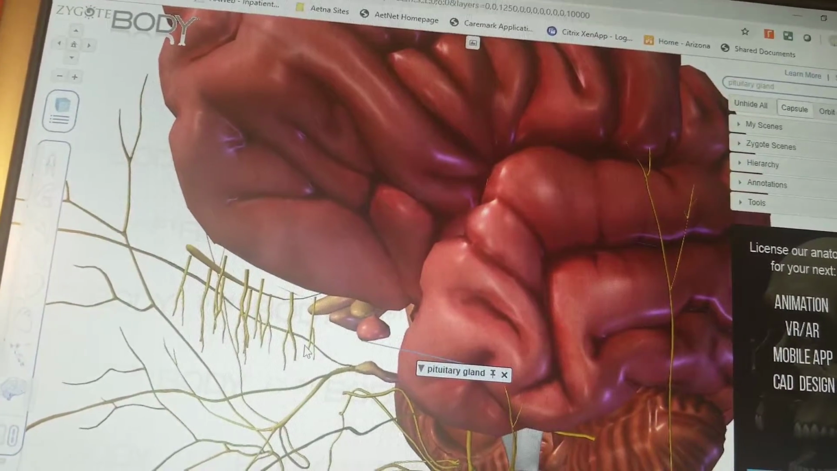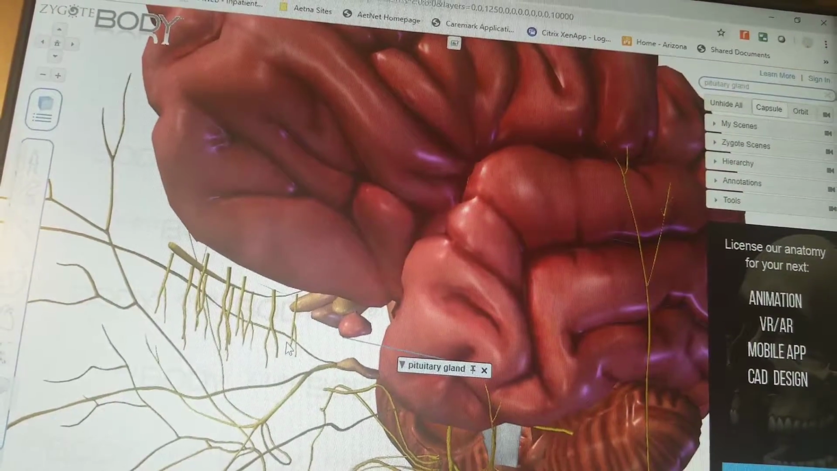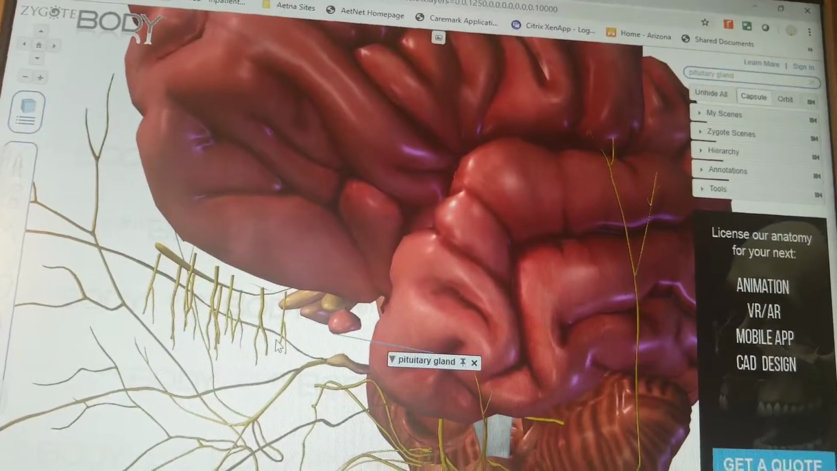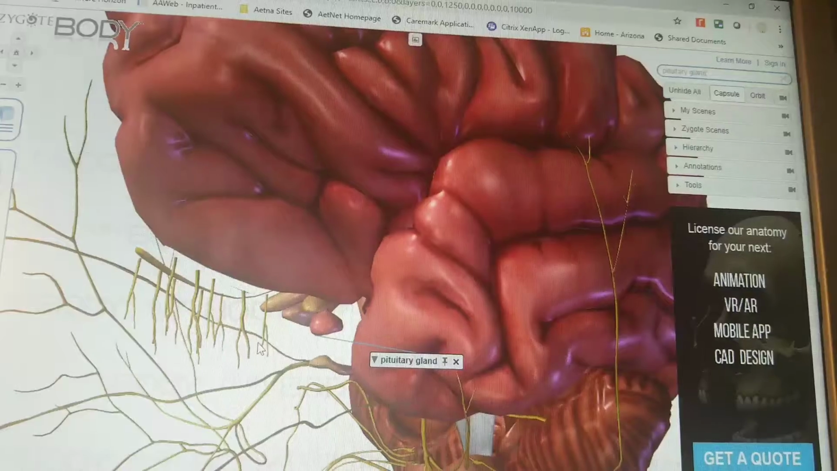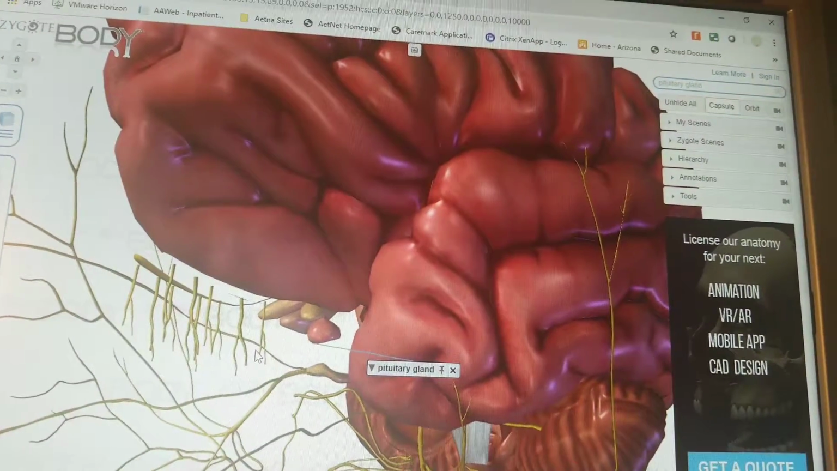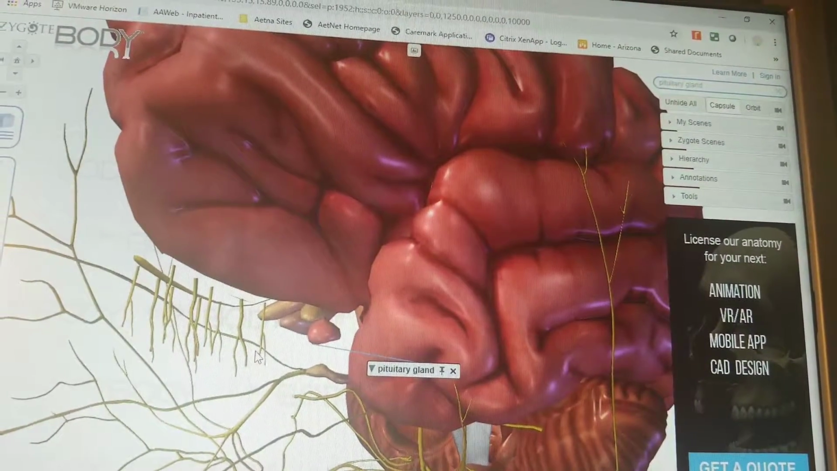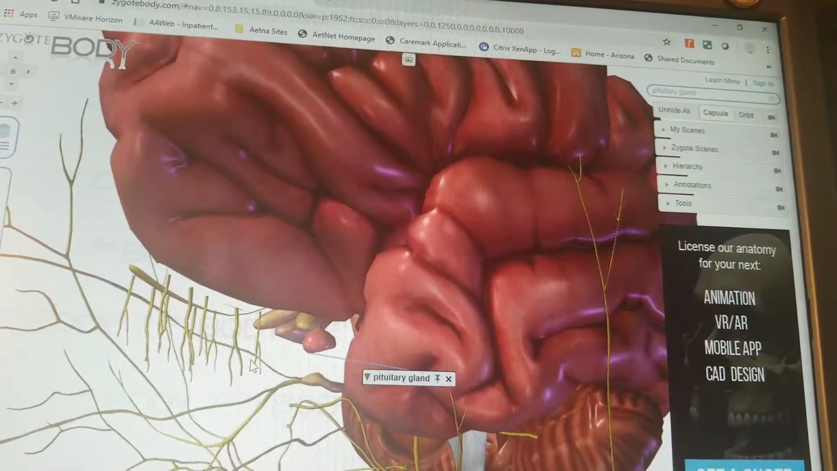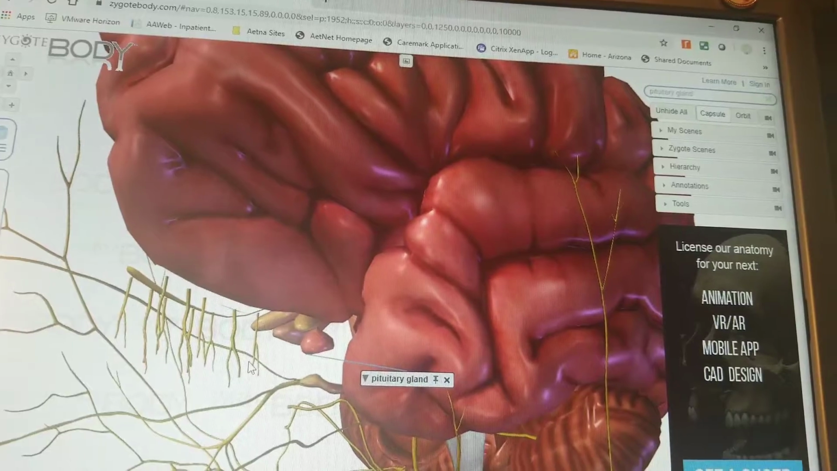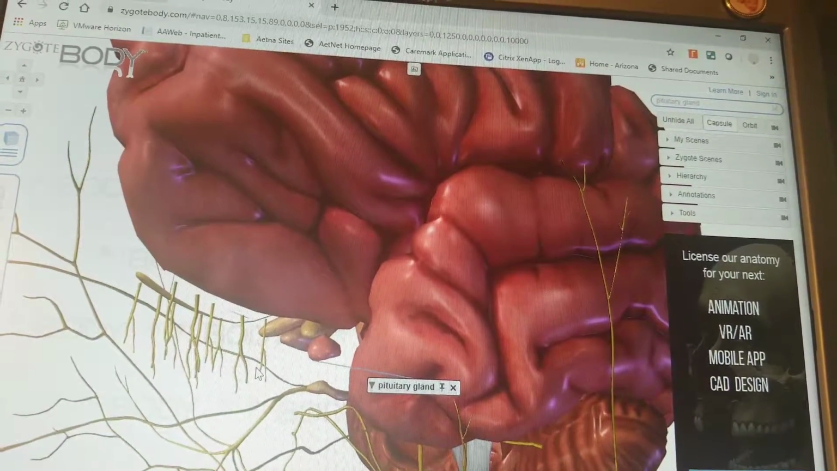So I'm going to talk about the pituitary gland and its hormones. The pituitary gland is small in nature and roughly the size of a pea. It is housed in the part of the skull known as the sella. The pituitary gland is connected to the hypothalamus by the infundibulum.